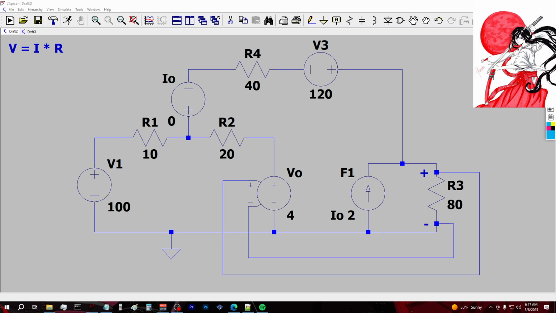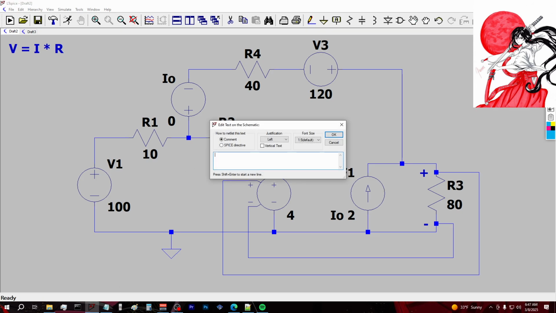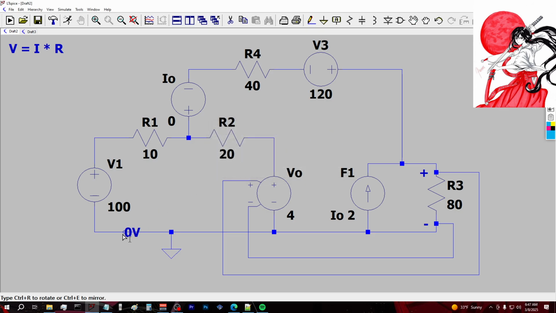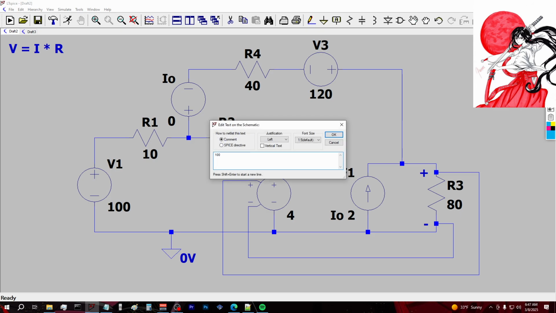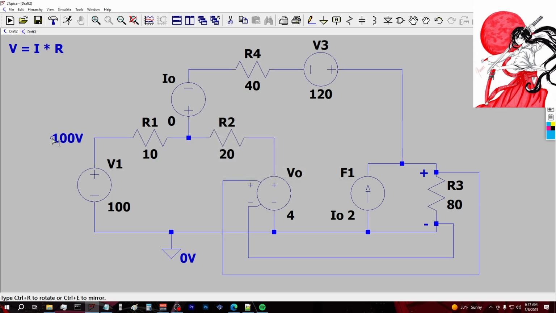Now we can start labeling points that we know. Obviously we know this is 0 volts. Ground is always going to be 0 volts. We're going to have 100 volts across ground because that's a 100 volt battery. It doesn't look like we know anything else, but we can solve for other things in a second.